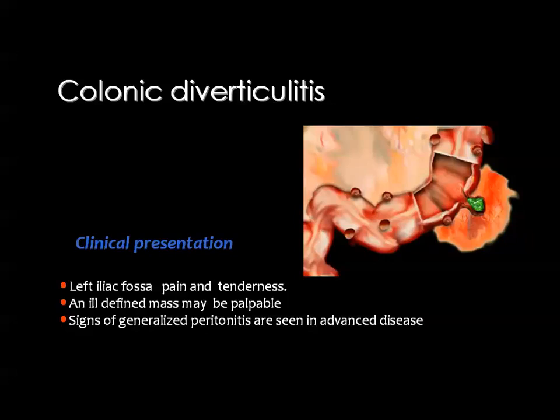Diverticulitis means inflammation of one or more of these diverticuli. It results in left iliac fossa pain and tenderness. Most of the diverticuli are located on the left side of the colon. Sometimes you may palpate a small mass which represents the pericolic inflammation and abscess formation.